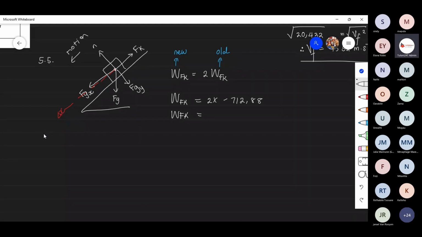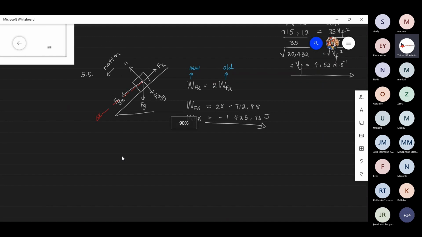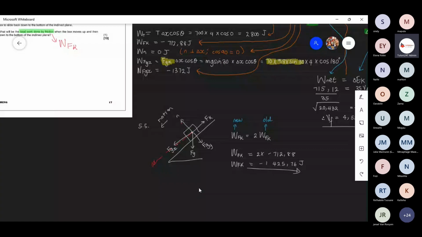Two times 712.88, that's going to give us negative 1425.76 joules. Okay, so that is basically the 1 mark question. There wasn't much calculation involved.